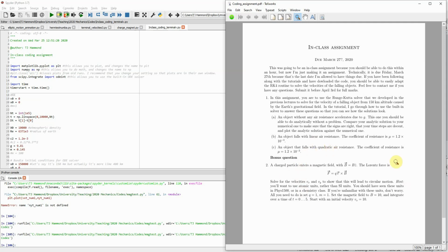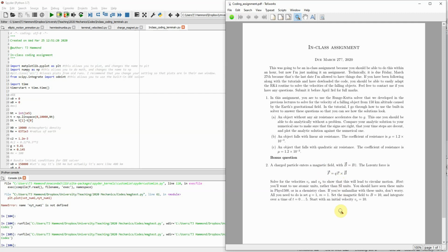But I've given you also a bonus question, and the second question is you put a charged particle in a magnetic field, and then you see that this thing goes around in a circle. So of course you use the Lorentz force. There's no electric field here, so the Lorentz force is just going to be q, the charge of the particle, times v cross B. I give you B, it's pointing in the z direction, it's uniform, so that's easy.